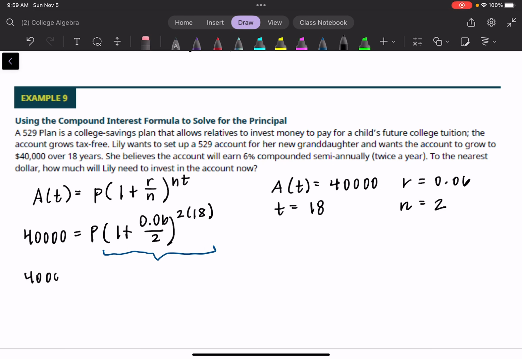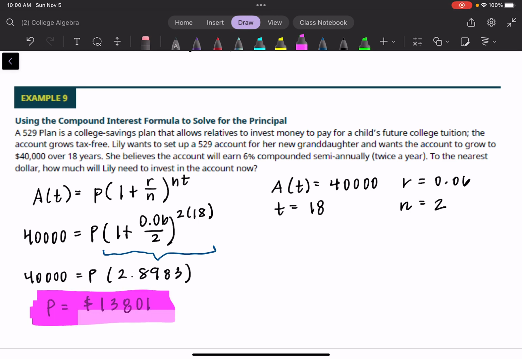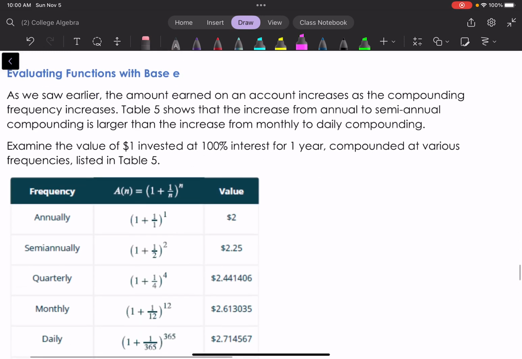So 40,000 equals, if you evaluate this number, you'll find that this is approximately 2.8983. And from here, it's just a matter of dividing both sides by this 2.89, solving for the principal. So you would obtain that they need to make an initial investment of approximately $13,801 in order to have that grow to $40,000 over the next 18 years. So that is utilizing the interest formula to solve for the principal needed to achieve a certain value over time.